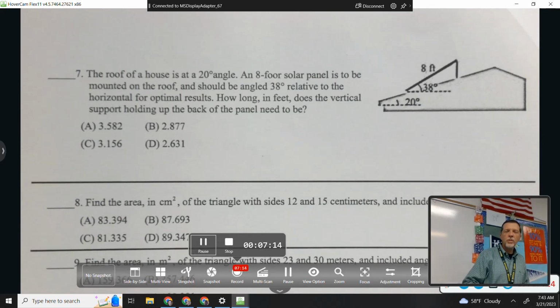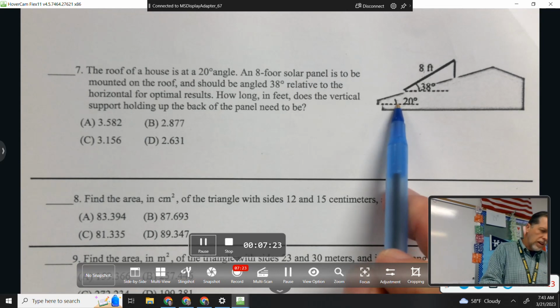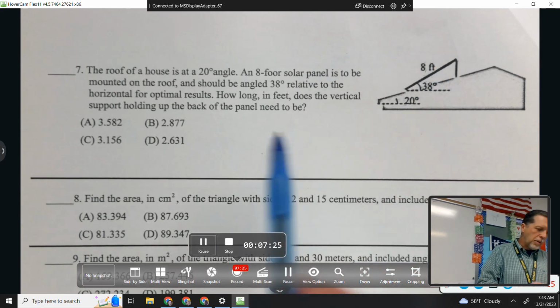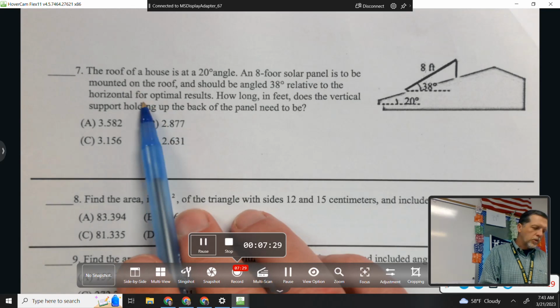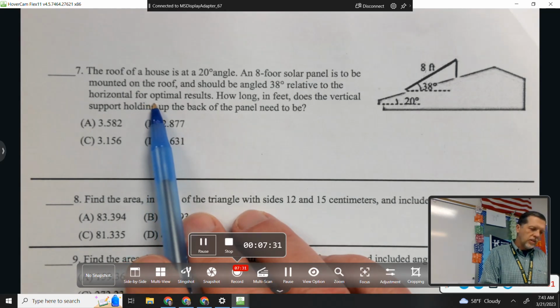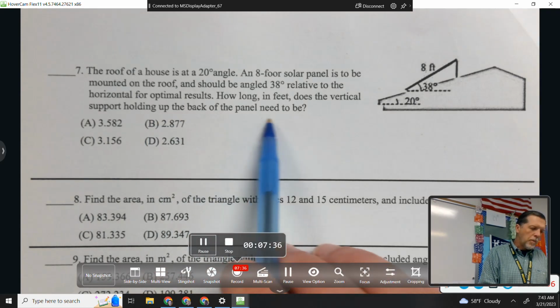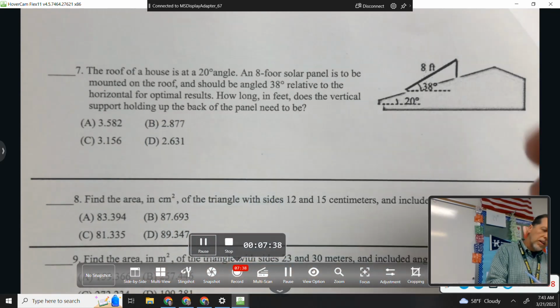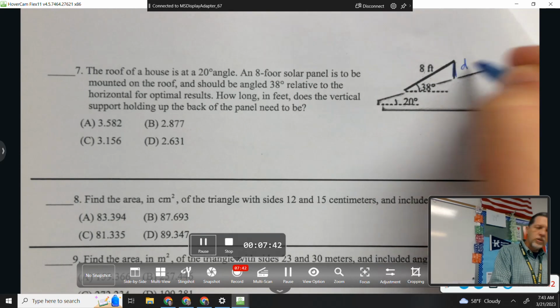7 gets a little more complicated because we've got an angled thing on top of an angled roof. So the roof of a house is at a 20-degree angle. An 8-foot solar panel is to be mounted on the roof and should be angled 38 degrees relative to the horizontal for optimal results. How long in feet does the vertical support holding up the back of the panel need to be? So this thing right here is the distance we're looking for.